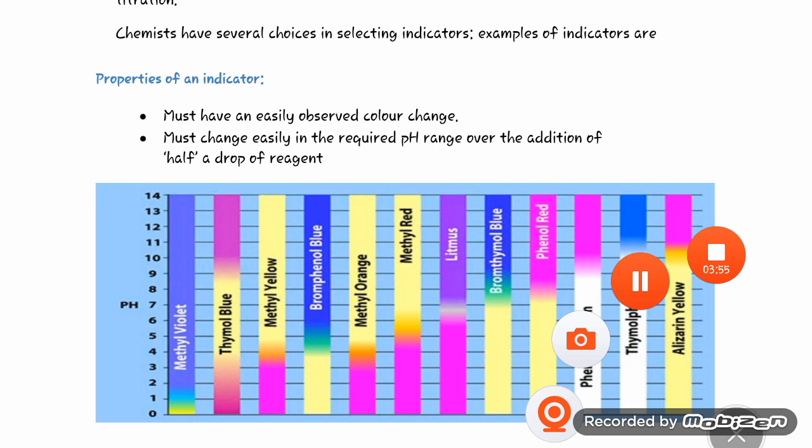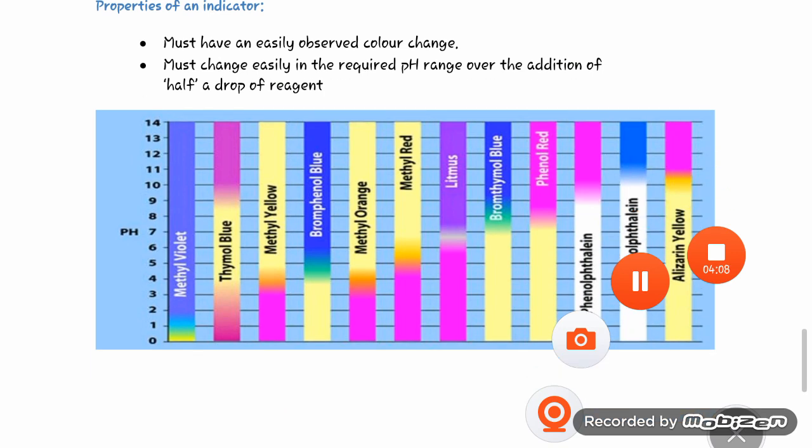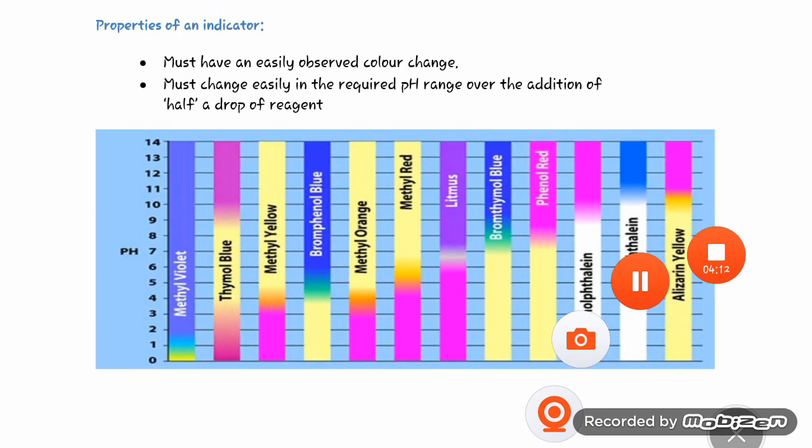Now, properties of an indicator. First, it must have an easily observed color change. It must change easily in the required pH range over the addition of half a drop of reagent. So these are the main properties of the indicator.